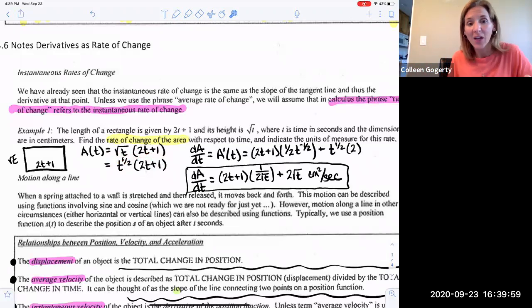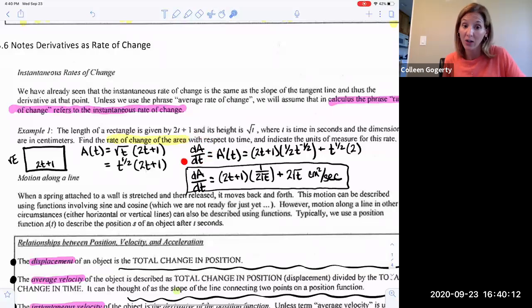But the fact that it said rate of change in the problem meant right away that I'm looking for the derivative of the area with respect to time. So writing this notation dA/dt means what's the derivative of our area with respect to time, or what is the change in area with respect to time.